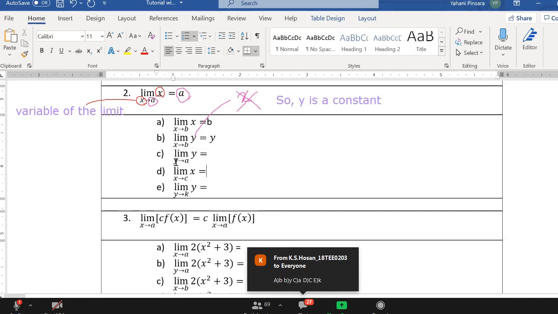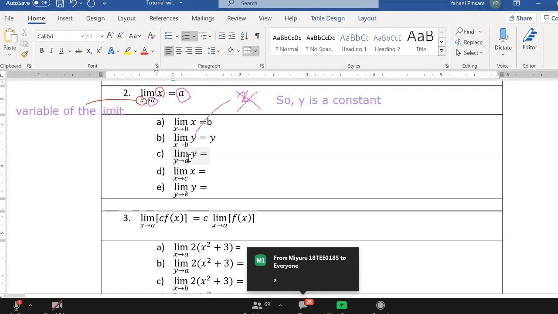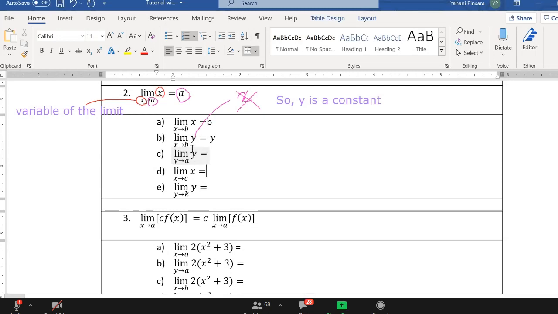Then here y is there in here, right? Y is embedded in this function, right? So y approaches to a. So if we need to find the limit of variable, which is the variable of the limit, and the variable of the limit approaches to a value, the answer should be the approaching value, which is a, right?